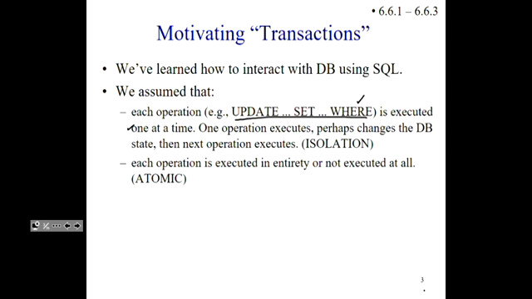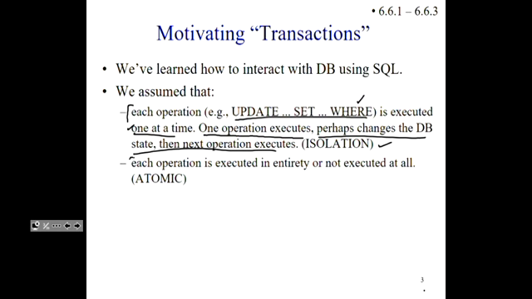So far we've basically assumed that each operation is executed one at a time, and therefore one operation executes, perhaps changes the database state, and then the next operation executes. Okay, so this property of each operation not affecting other operations is a property that is known as isolation. This is one of the desired properties that is provided by the database.